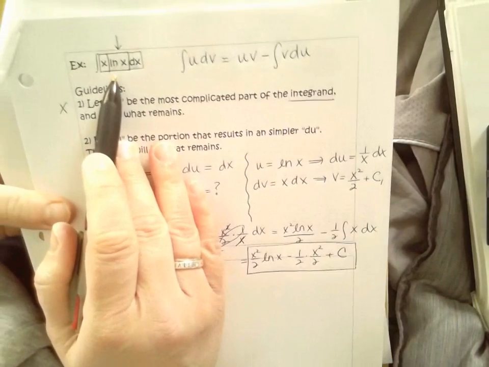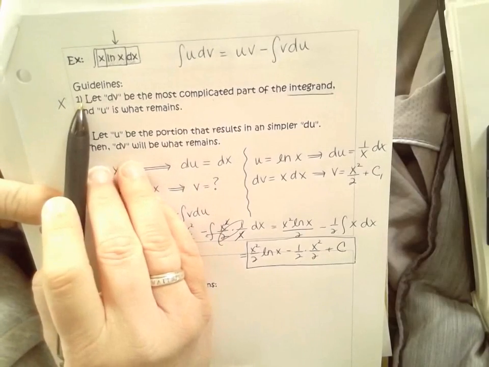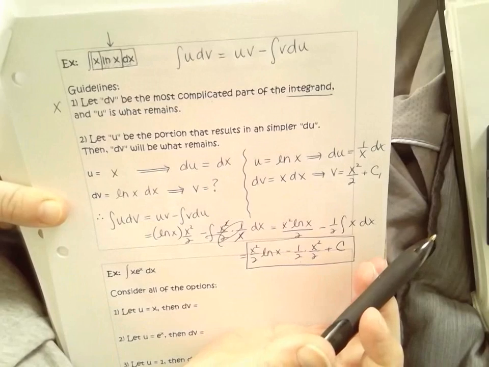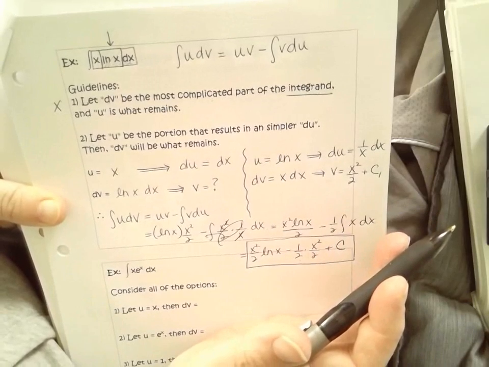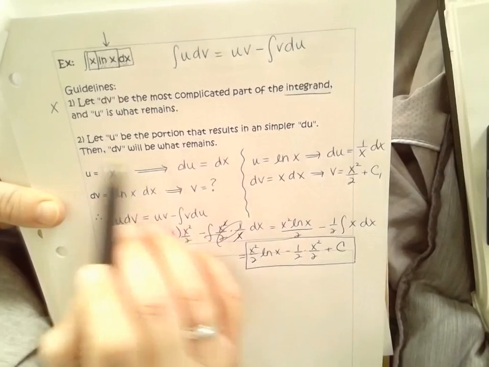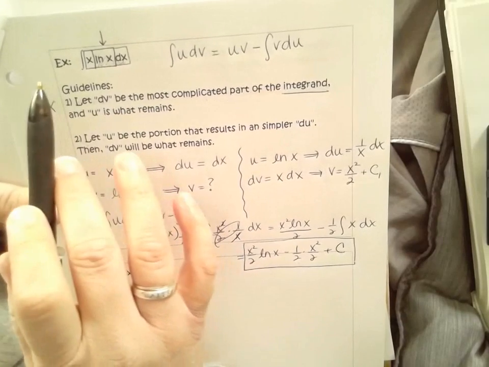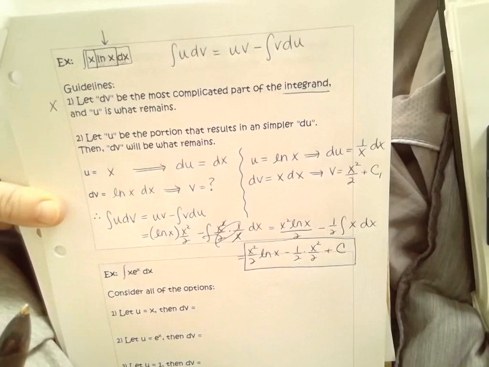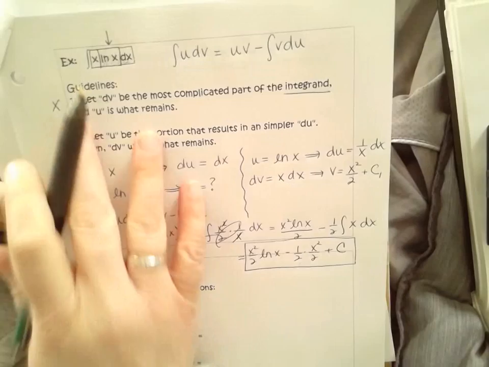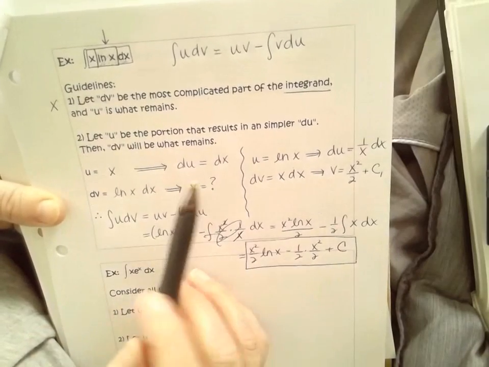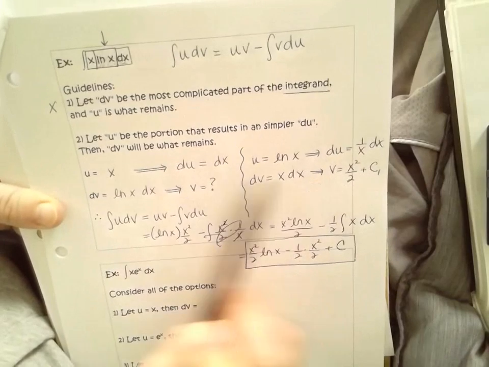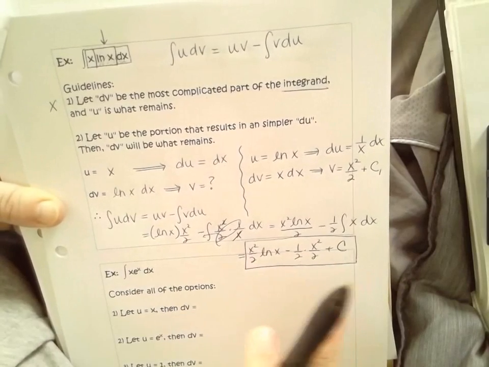Okay, so let's run through that one more time. If letting dv be the most complicated part doesn't lead you to a better or a solvable integral, then move on and let u be the portion that results in a simpler du. There is a way to look at this in a more easily understood way, and we'll get to that later in the lesson, but for right now, that's what we're doing. Then once you assign u and dv, figure out their counterparts, and plug them back into the formula. That's it. That's the whole lesson.